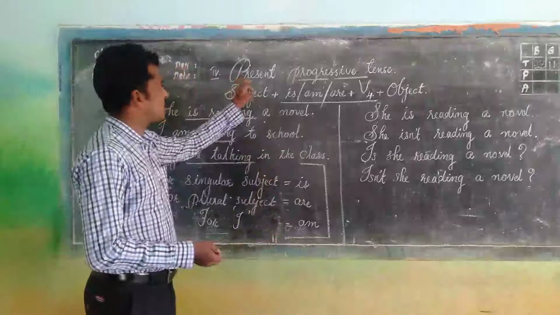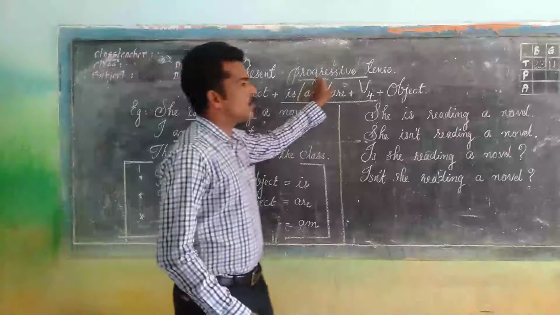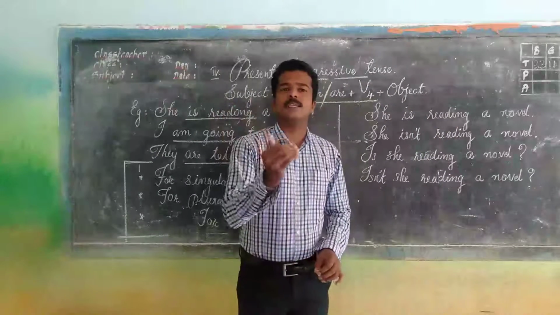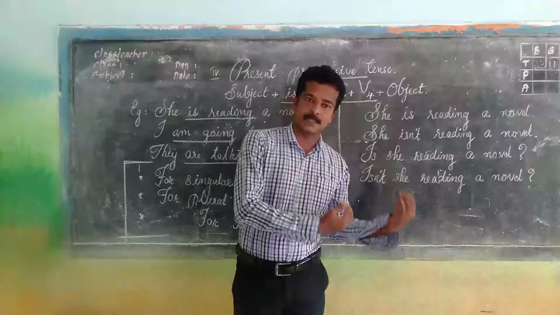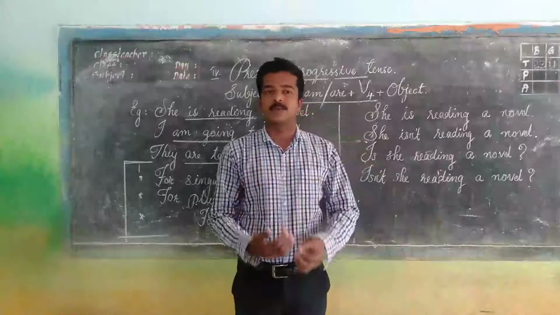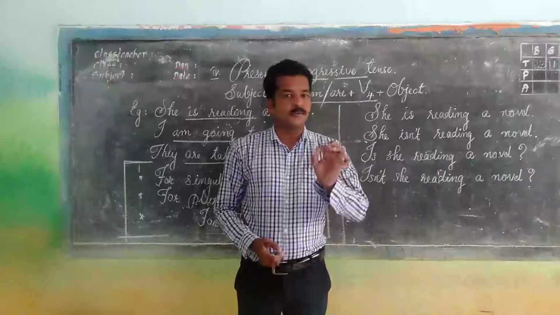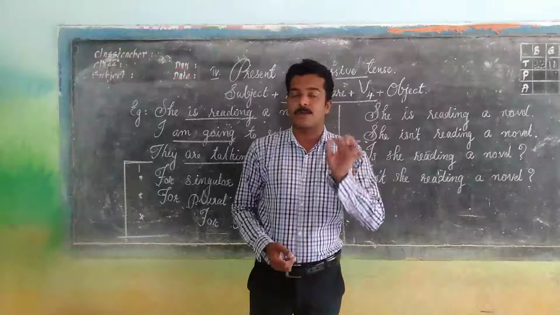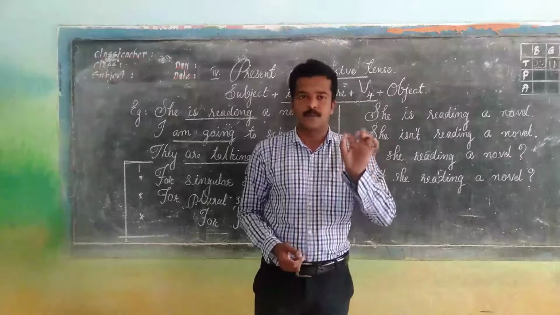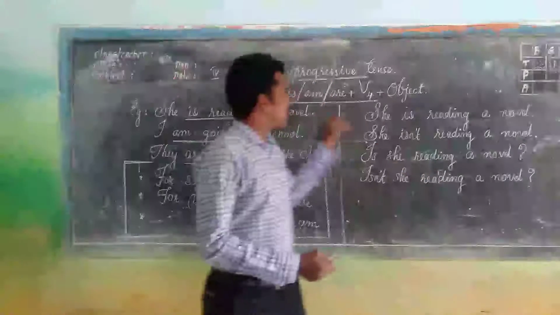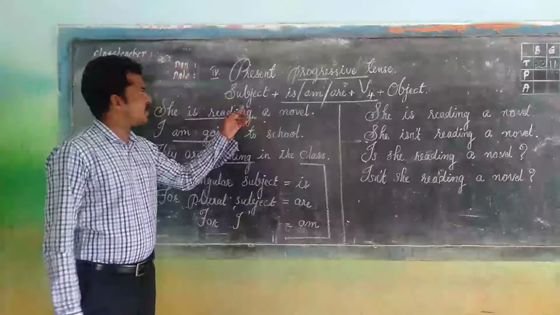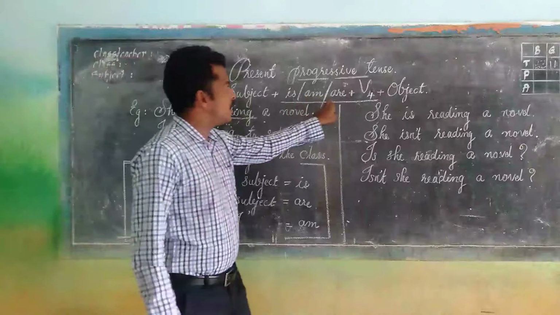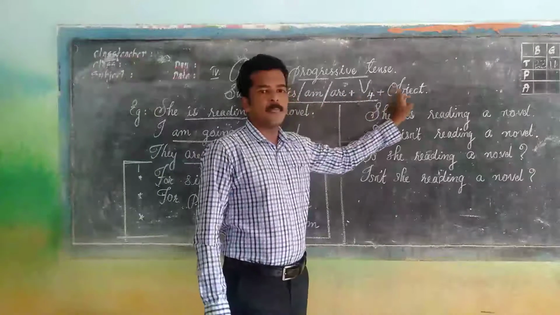Just look at the board I wrote here. Present progressive tense, and here one thing you must understand, in progressive tenses, either it is present progressive or past progressive, we use the ing form or V4 form of the verb, or we can call it the present participle form of the verb. It will be used in present progressive tense, and the structure is subject followed by is or am or are plus V4 and finally object.